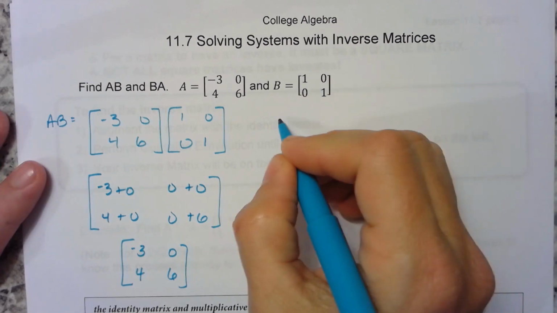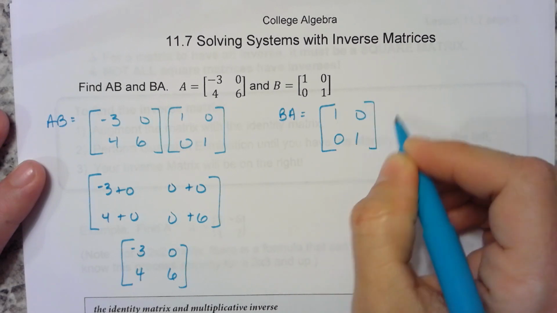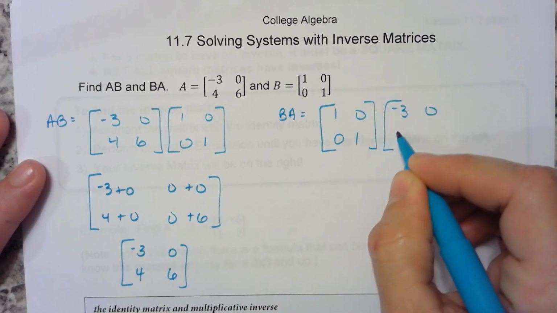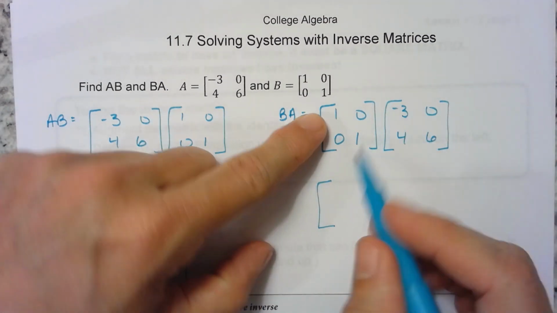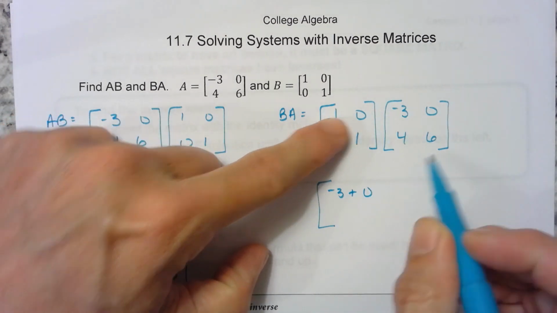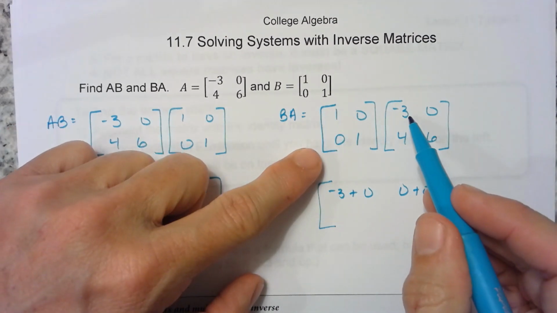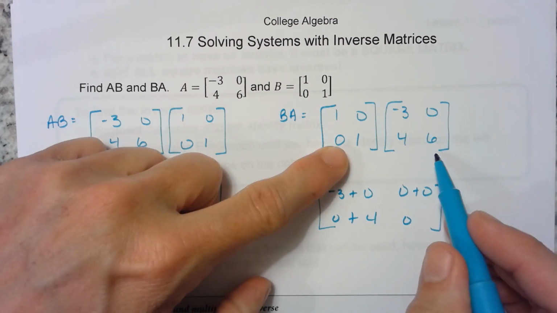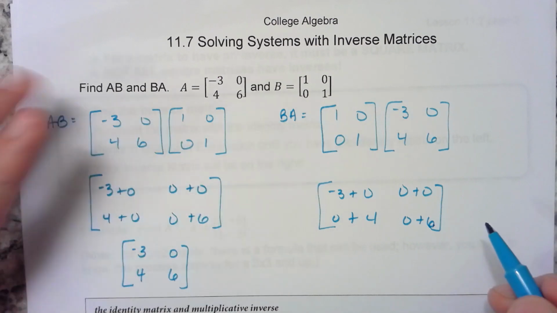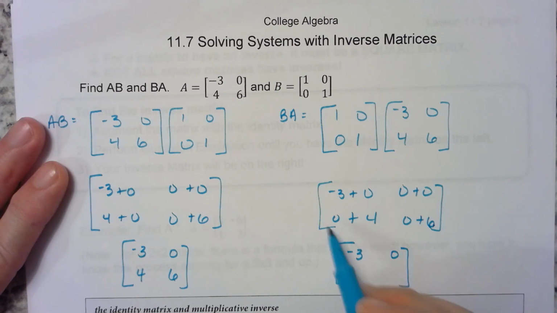Okay, let's multiply B times A. So 1 times negative 3, 0 times 4. 1 times 0, 0 times 6. 0 times negative 3, 1 times 4. 0 times 0, and 1 times 6. Negative 3 plus 0, 0 plus 0, 0 plus 4, and 0 plus 6.